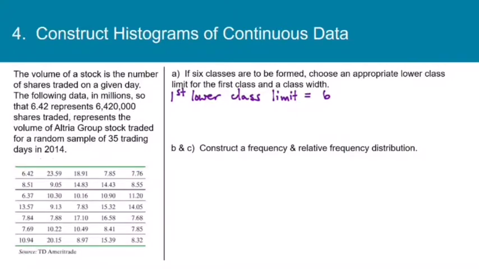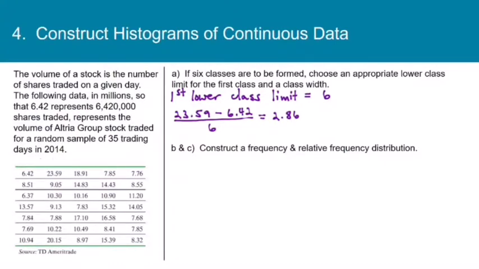And now let's go ahead and find the class width. Remember, we find class width by subtracting the largest value minus the smallest value. I believe the largest value you're going to find here is this 23.59. So let's do largest minus smallest. And then we divide that by the number of classes we hope for. And remember, they asked us to use 6 classes. So I'm doing largest value minus smallest value, and I'm dividing by 6. And that gives me about 2.86.